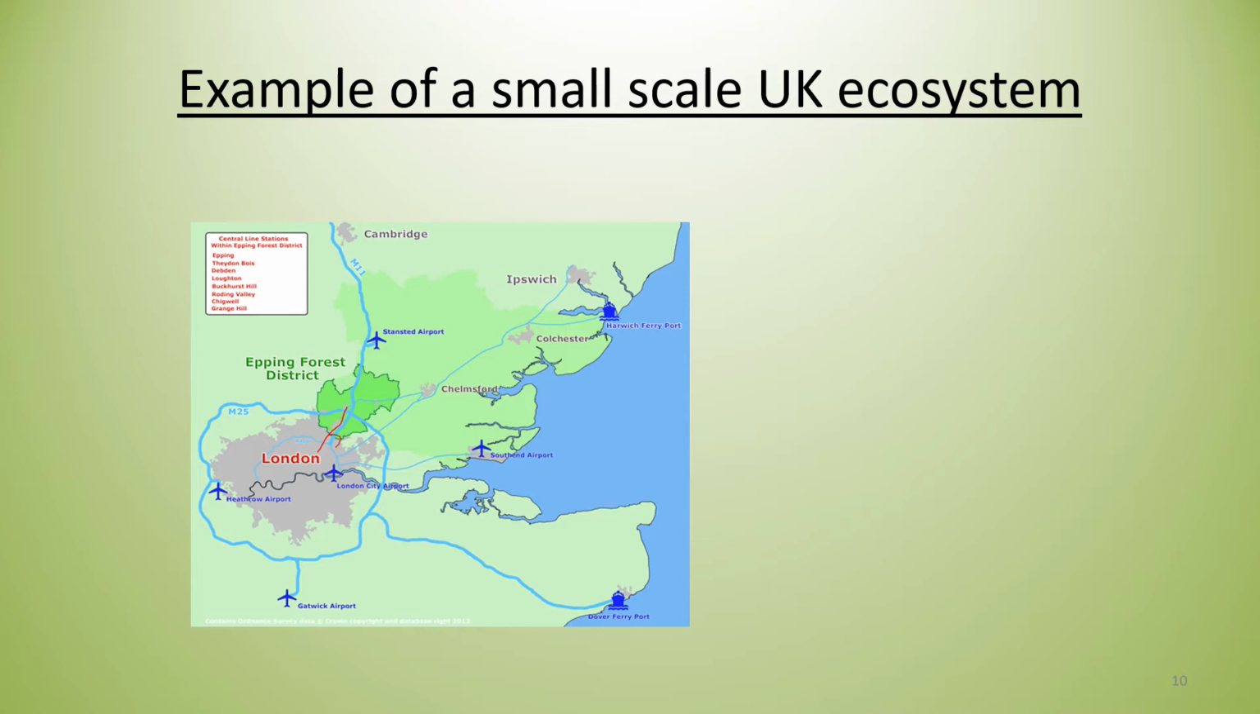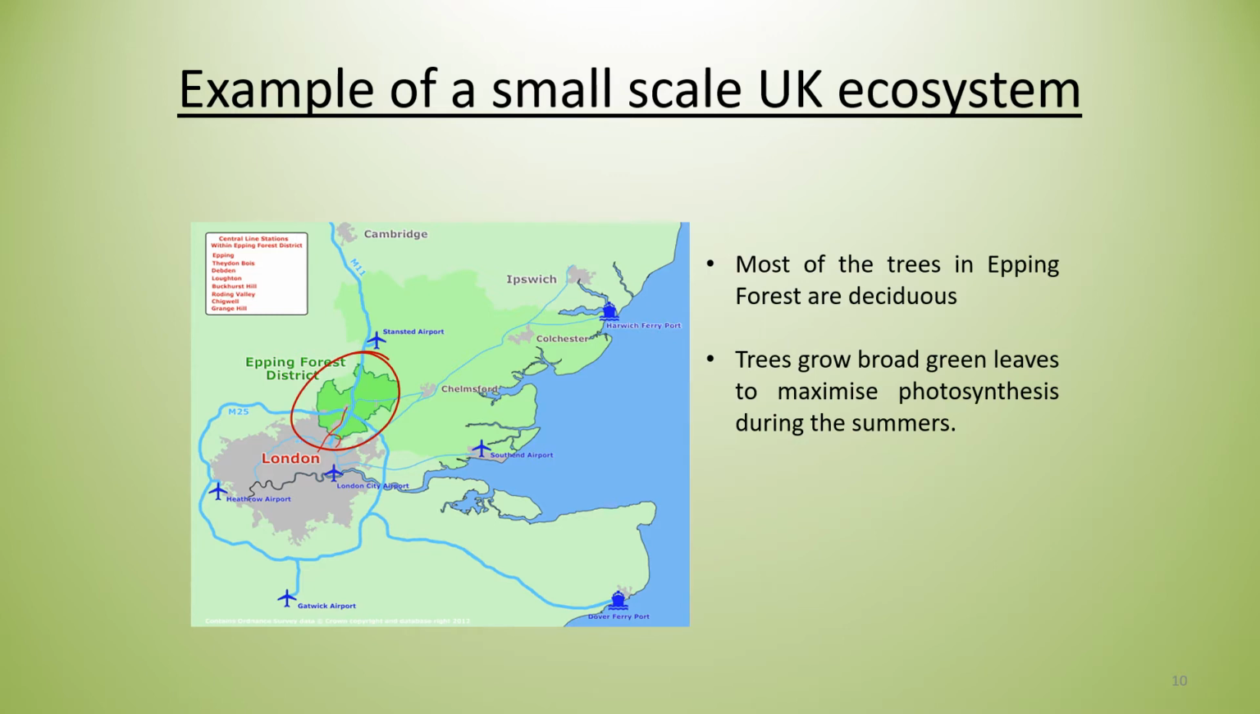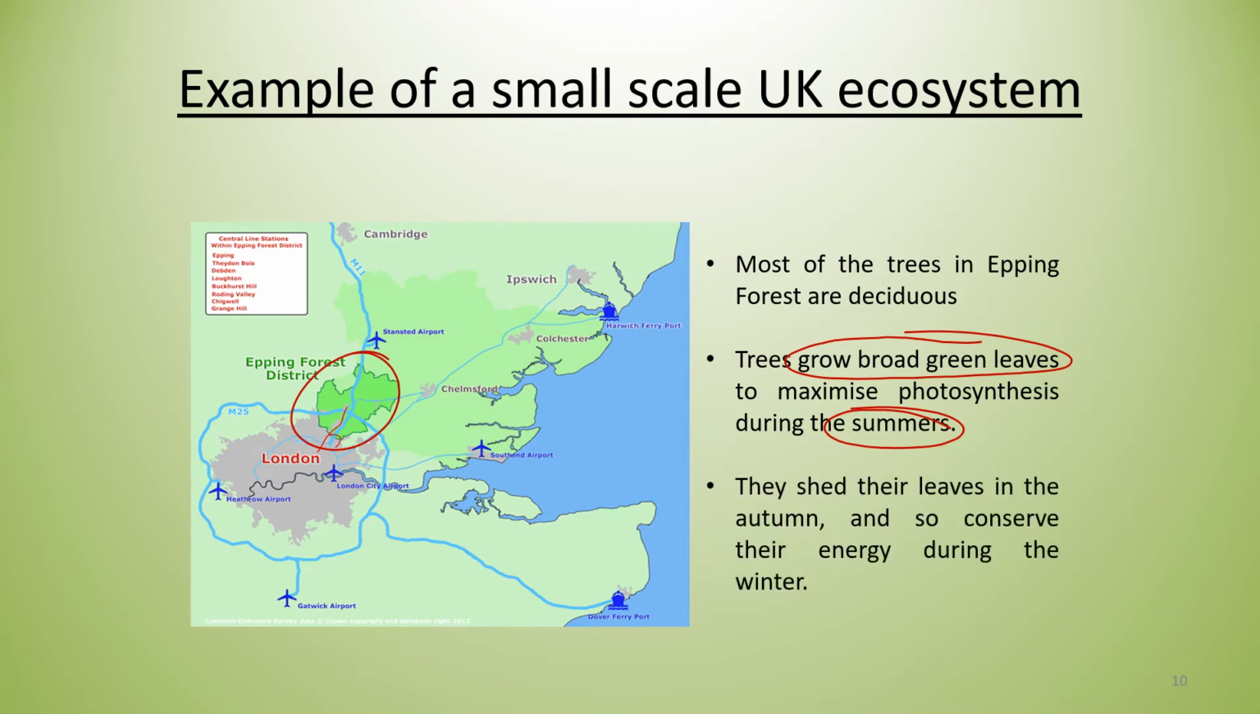Your example of a small-scale UK ecosystem is Epping Forest in the north-east of London. And here, most of the trees are deciduous, and they grow broad green leaves to maximise their photosynthesis during the summer months, because we know in the UK, in the winter, we have shorter days, so they maximise their photosynthesis and their growth in the summer months. They shed their leaves in the autumn to conserve energy during those cold winter periods.